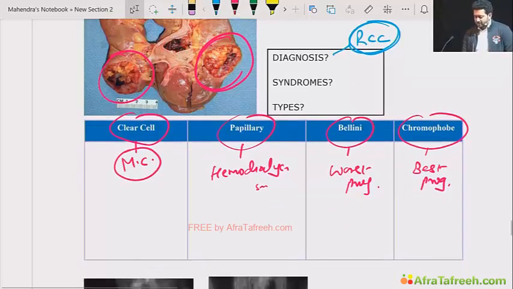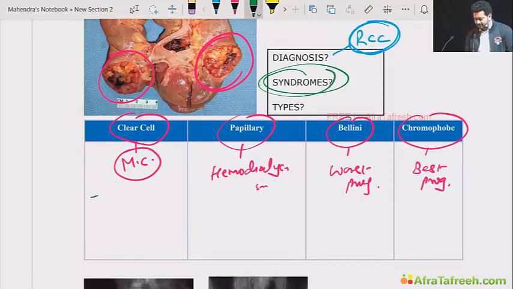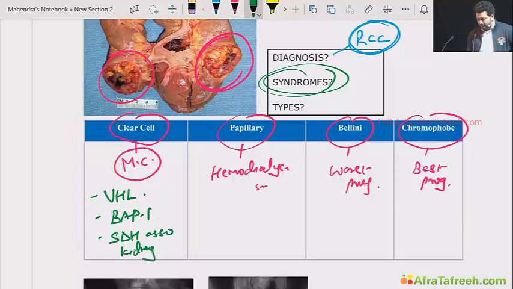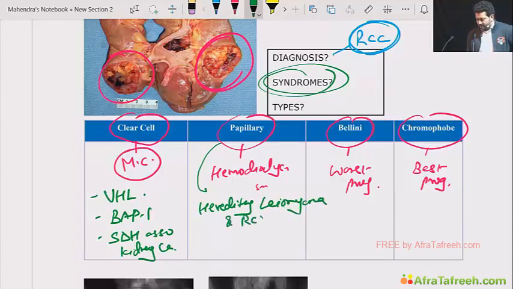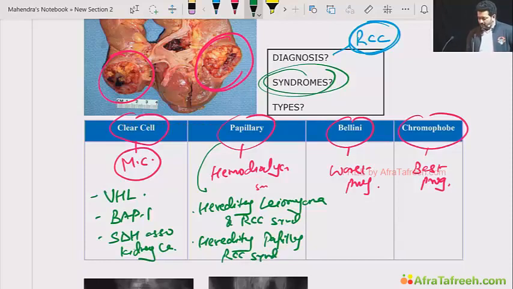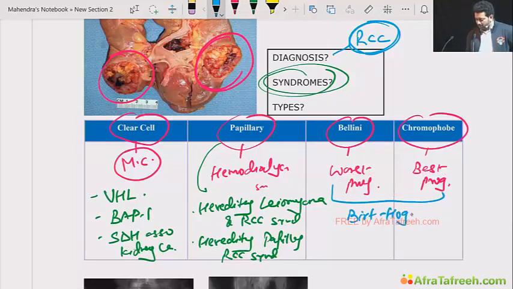What are the syndromes associated with RCC? This is an important question. With clear cell, you can see VHL syndrome, BAP1 mutant disease, and SDH associated kidney cancer. Papillary, you will see hereditary leiomyoma and RCC syndrome, and hereditary papillary RCC syndrome. In these types, you can see other tumor types: Birt-Hogg-Dube syndrome, tuberous sclerosis, and Cowden syndrome.